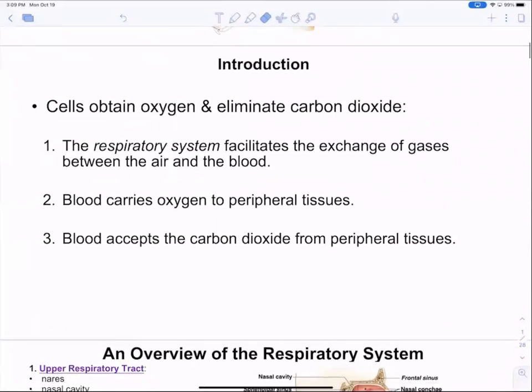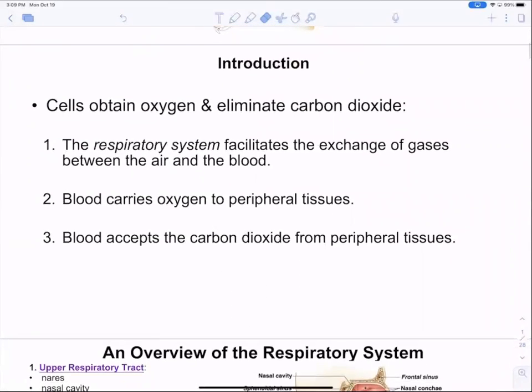So, a brief introduction. We'll get to the function list later, but basically the respiratory system is for gas exchange. The gases that we care about exchanging are getting oxygen and eliminating carbon dioxide. The respiratory system really facilitates the exchange of these gases between air, generally atmospheric air, and the gases in our blood. So we're taking the O2 and putting it in the blood, and we're taking the CO2 from the blood and putting it back out into the atmosphere.